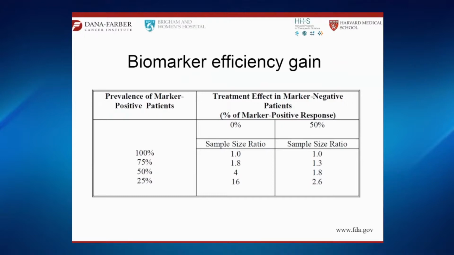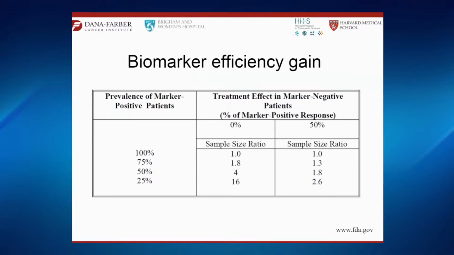And what the values here are what they're calling sample size ratio, or how many more times patients you need to enroll to have the same power of the study. So not surprisingly, if everybody has the biomarker, it really doesn't matter, it's the same amount. And in the best case scenario on this graph, 25% of the patients with no effect in the biomarker negative people, you get 16-fold increase in efficiency by finding those patients. But here, if the biomarker frequency is higher and there's still effect in the biomarker negative population, you get much more modest gains in efficiency.